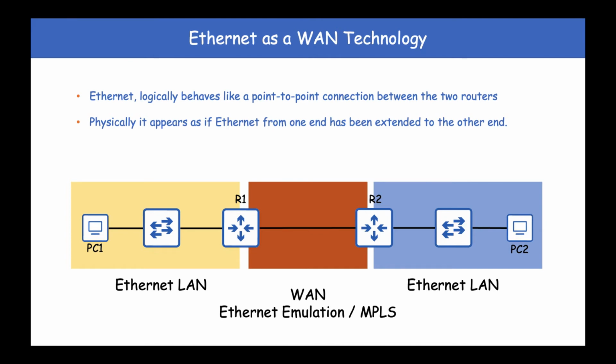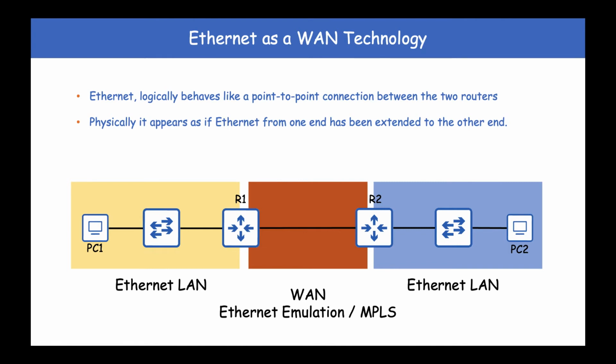The service provider cloud is running an Ethernet emulation or an MPLS type of network, which gives the customer a false image that physically the cable from customer site 1 has been connected to customer site 2, that is from router 1 to router 2. If we look more closely, logically this is behaving like a point-to-point link. There is a point on one end and a point on the other end.